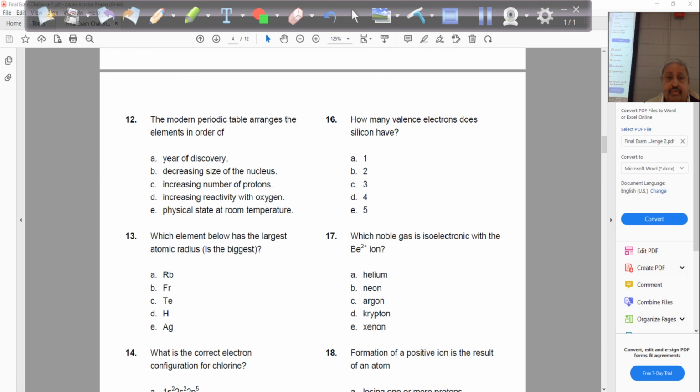Okay, guys. Number 12. The modern periodic table arranges the elements in order of what? What do you think? Which one here?